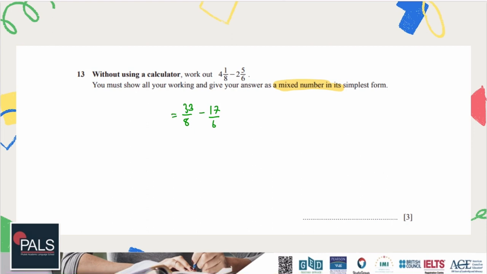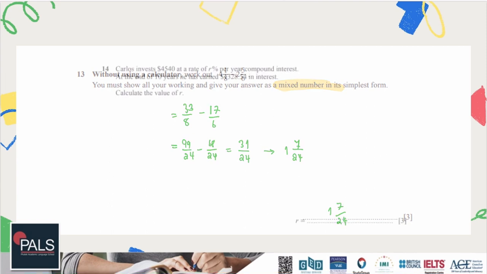Look at it, these are fractions. You cannot add or subtract them unless the denominators are the same. So we need to make the denominators the same. It will be 99 over 24 subtract 68 over 24. So it's 99 subtract 68, which is 31 over 24. We convert to a mixed number: it's 1 and 7 over 24. You cannot simplify this any more. So the answer is 1 7 over 24.